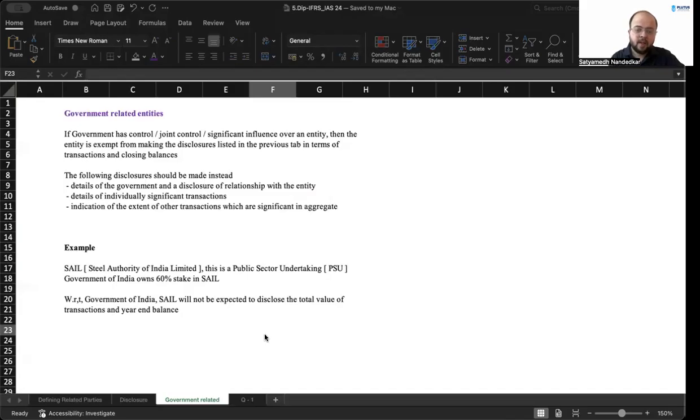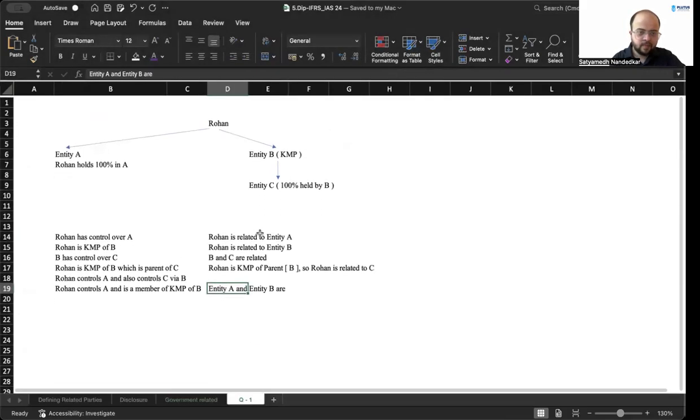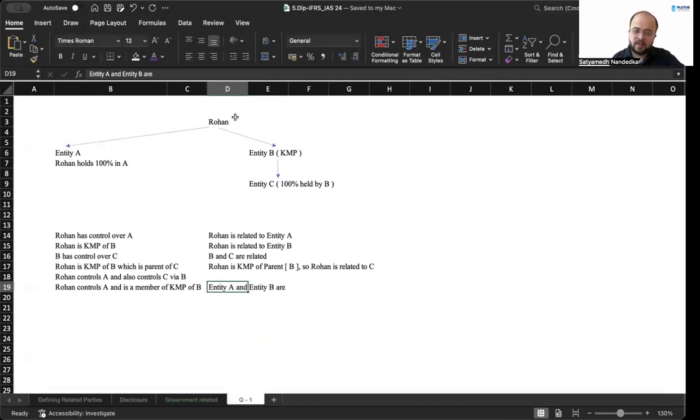Okay, now just to give you an idea, there is a person called Rohan. There is an entity A in which Rohan holds 100% in a company. So entity A is related to Rohan. Entity B is something in which Rohan is a key managerial personnel. He's also related to entity B. Entity C में entity B has 100% holding. So C is a subsidiary of B. This is also a related party. Now Rohan is key managerial person of entity B and entity B is parent of entity C. So Rohan and entity C are also related to each other.